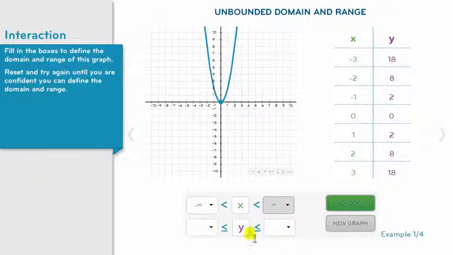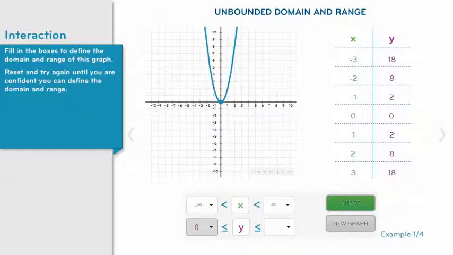Perfect. Now we need to go to the range. So notice that this does in fact have a lowest possible point that it reaches. And that's at the vertex right there at the origin, 0, 0. So our lowest possible range is that y must be greater than or equal to that 0 value.